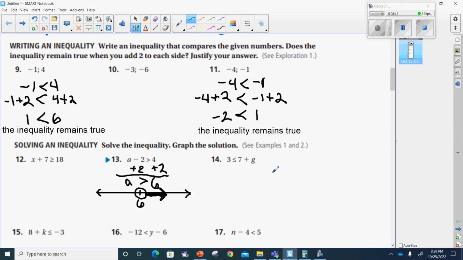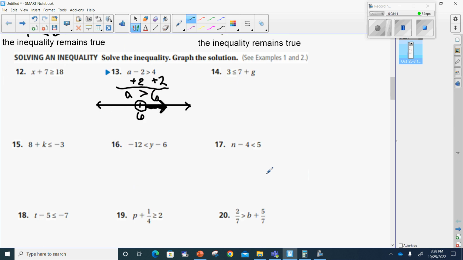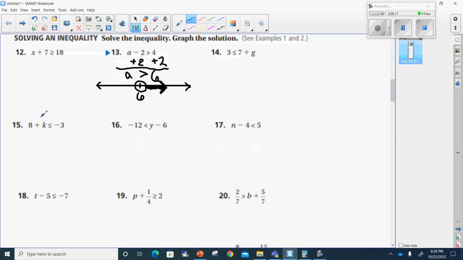All right, let's go on to number 15. This time we've got 8 plus k is less than or equal to negative 3. Again, I want to get k by itself, so I'm going to subtract 8 from it. I do this because my like terms, these are both numbers. 8 and negative 3 are numbers that I can combine. I cannot combine k with anything over here, so I have to move the 8, which means I'm going to subtract 8 from this side as well, just like I would an equation.